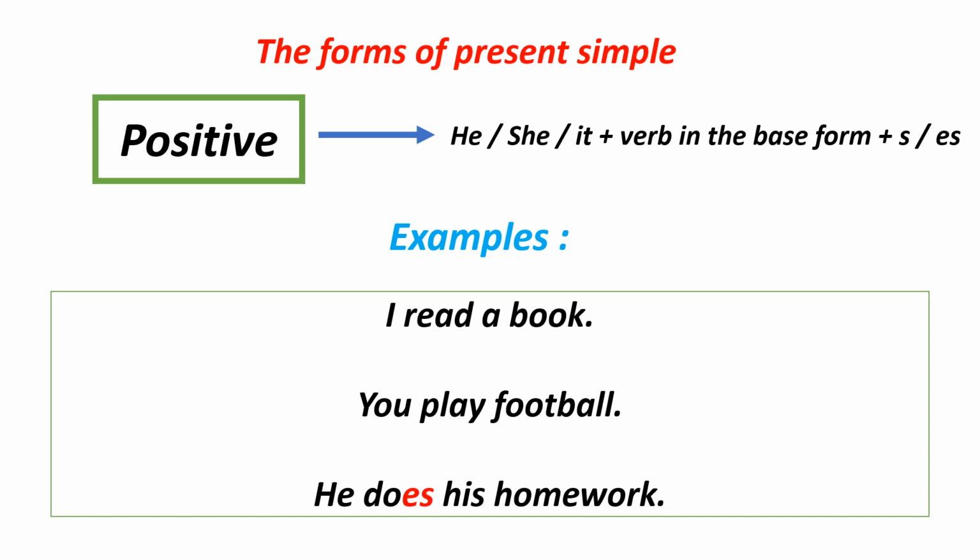The first example is: I read a book. I read a book. As we see here, there is no change to the verb because I have the subject I. So if I have these subjects I, you, we, you, they, I don't add anything to the verb. But if there is he, she, or it, I add s or es to the verb in the base form. Clear? I read a book, you play football. And the last example is: he does his homework. Why didn't we say he do his homework? Because we have the subject he. This is why there is some change to the verb in the base form.